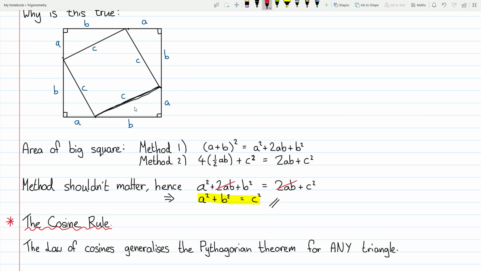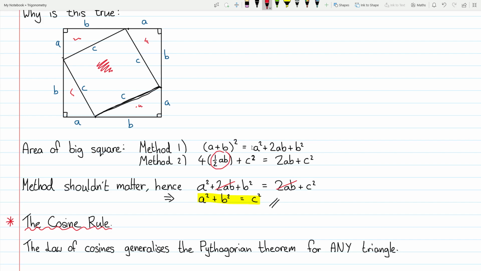Another method for finding the area is finding the area of each of these triangles individually. So this is going to be 1/2 base times height, so base is a, height is b, and then we just multiply them together and take a half. We have 4 triangles, so we multiply by 4. And then finally we add the area of this interior square, which has an area of c squared. So this is just another method of finding the area of the big square. We take the area of the 4 triangles plus the area of the interior square, and this gives us this expression if we simplify.